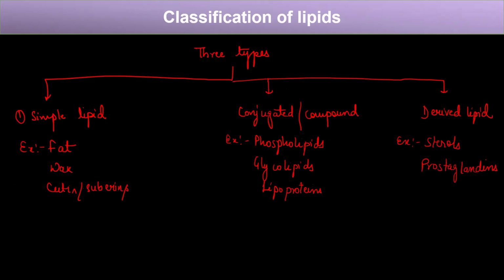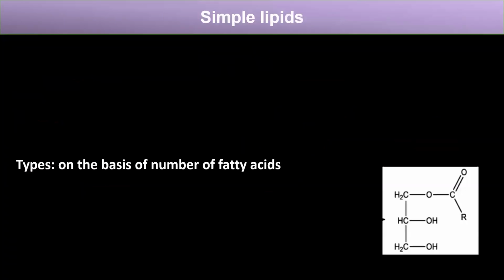So these are the examples of derived lipids. Now we will study these lipids one by one. So the first type of lipid is simple lipid. So what does simple lipid consist of? It comprises glycerol plus fatty acids. So how is simple lipid formed? We know the structure of glycerol. It's CH2OH, CHOH, and CH2OH, right?